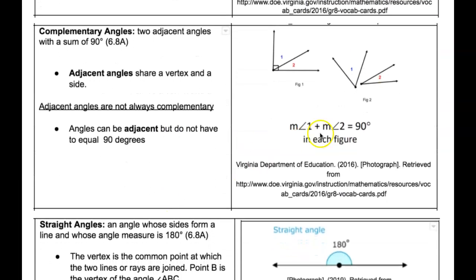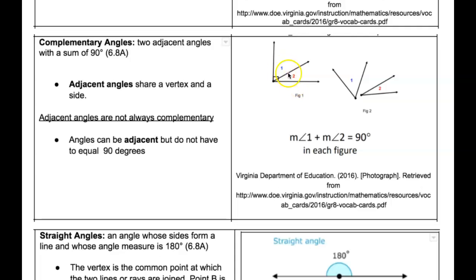Complementary angles are two angles that when you add the sum of their angles together is equivalent to 90 degrees. So that would be a right angle. In this case, these two particular angles actually are a right angle divided. So this is also going to be adjacent as well. Adjacent angles share a vertex. So this is an example of adjacent angles that add together to make 90 degrees.